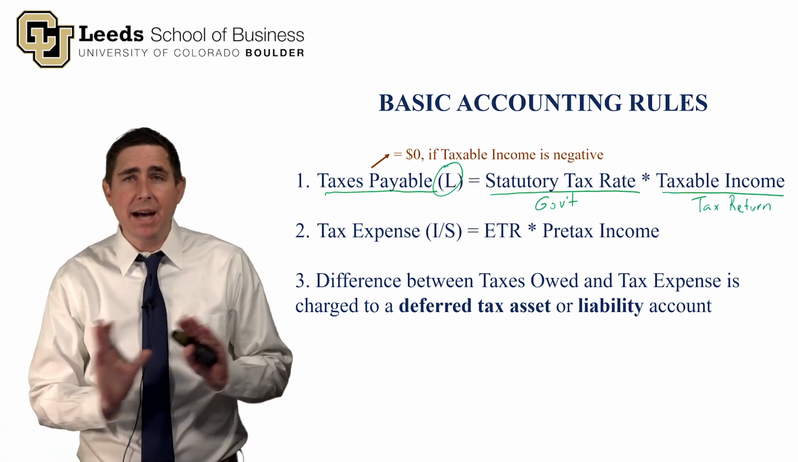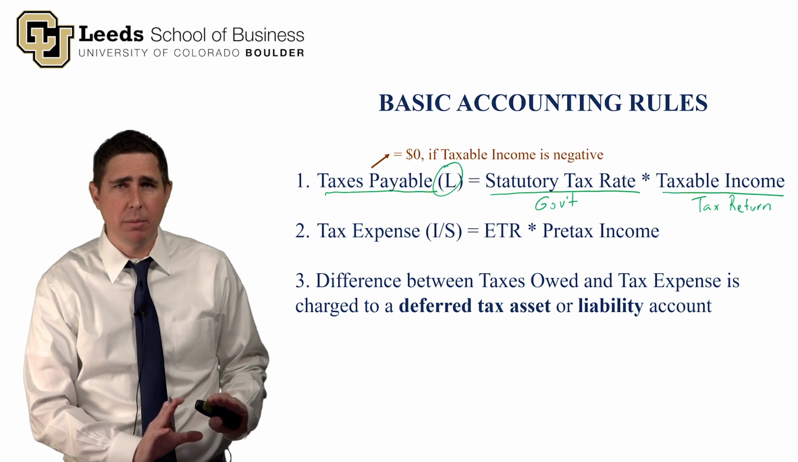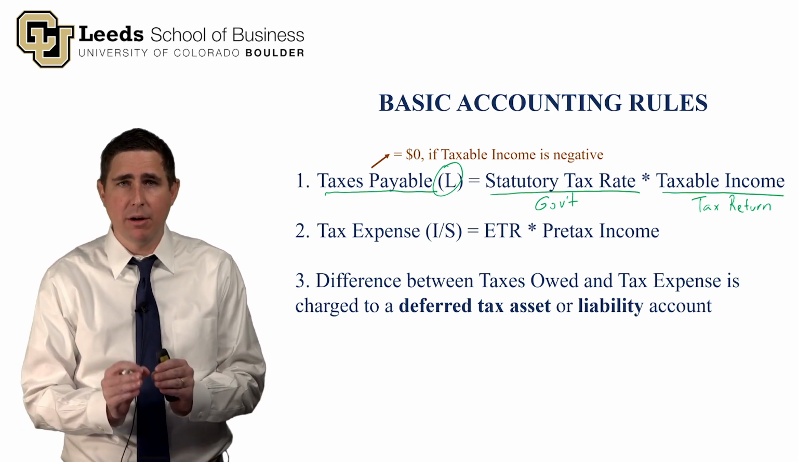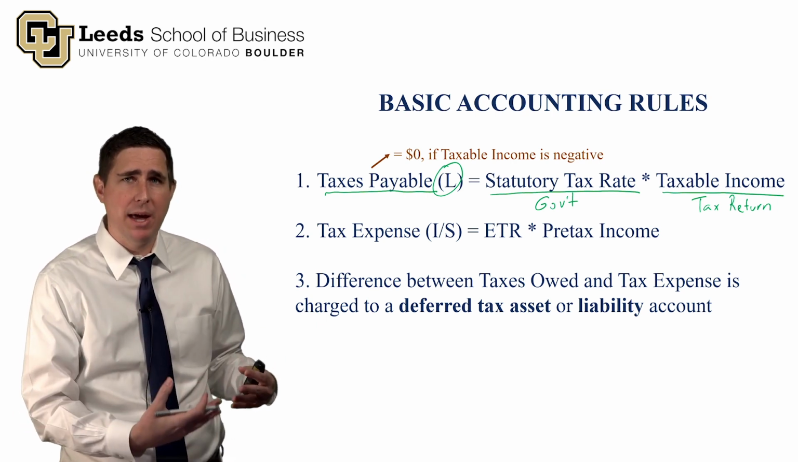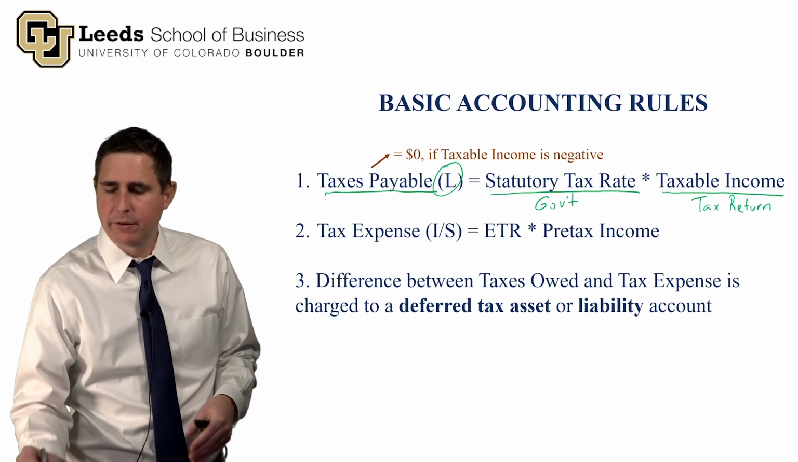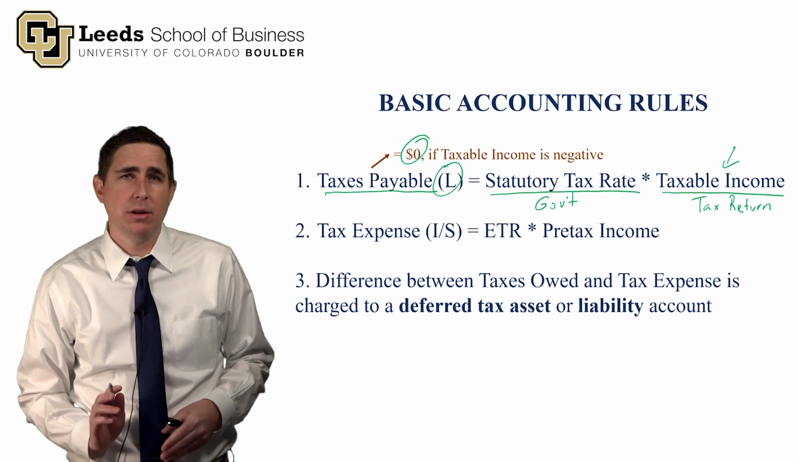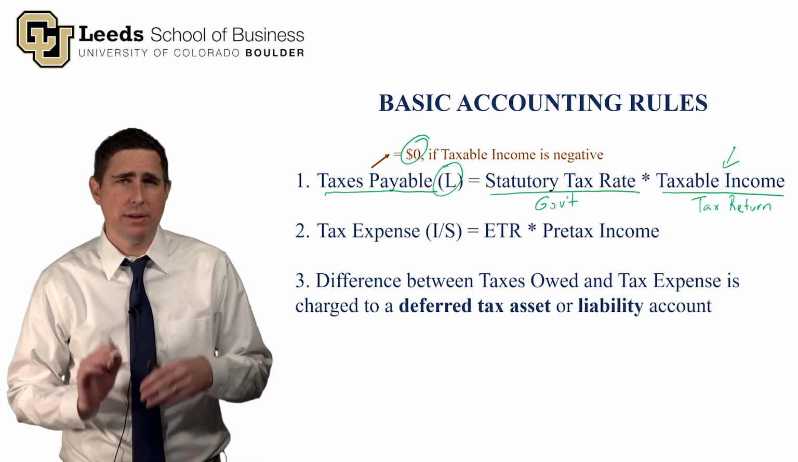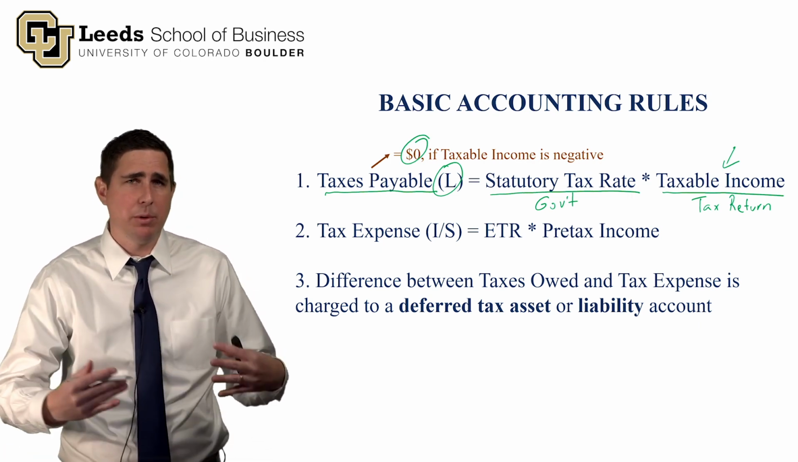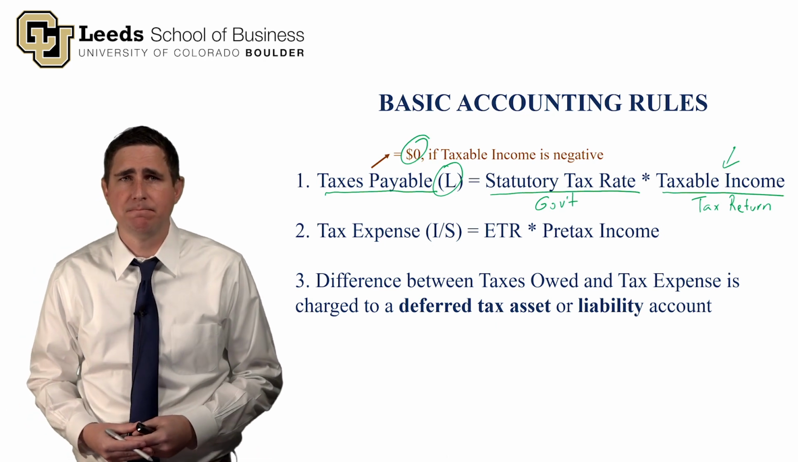Okay, so our tax department is going to come up with these 2 numbers. They're going to multiply them together, and they're going to determine how much we have to pay to the government. Now, if for some reason taxable income is negative, you're never going to pay less than zero to the government. So if taxable income is negative, taxes payable to the government is just going to be 0.